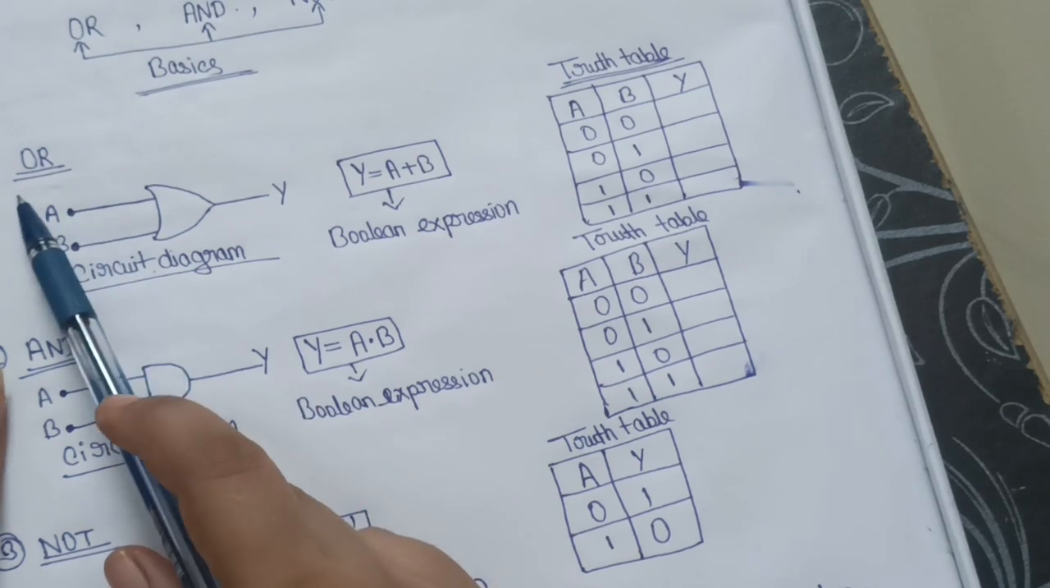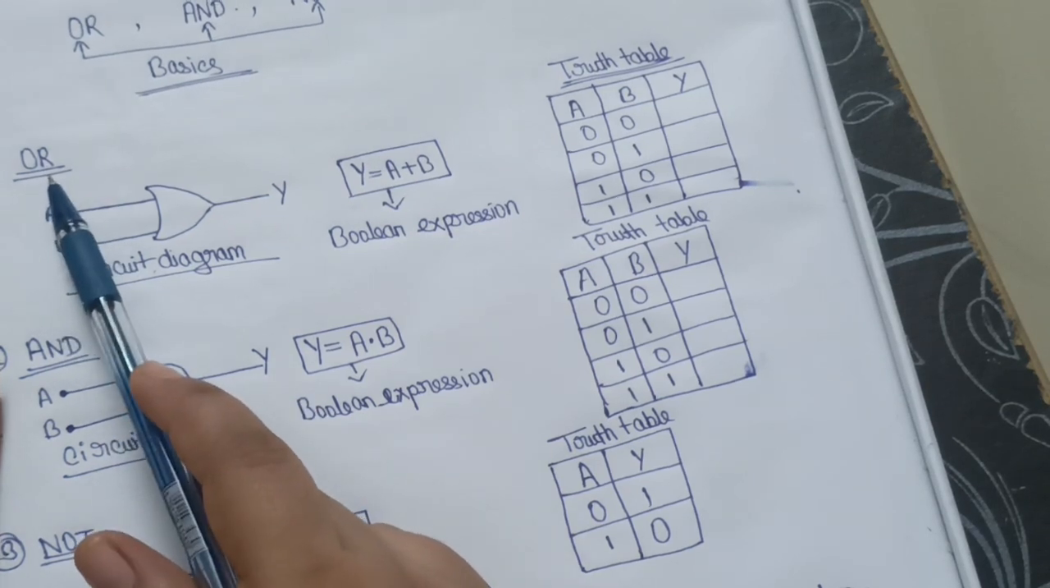Logic gates are of 5 types: AND, OR, NOT, NAND, NOR. Okay, these are the 5 types. AND, OR, and NOT are the basic gates, and the other 2 are the universal gates. Okay, let's discuss the OR gate first.